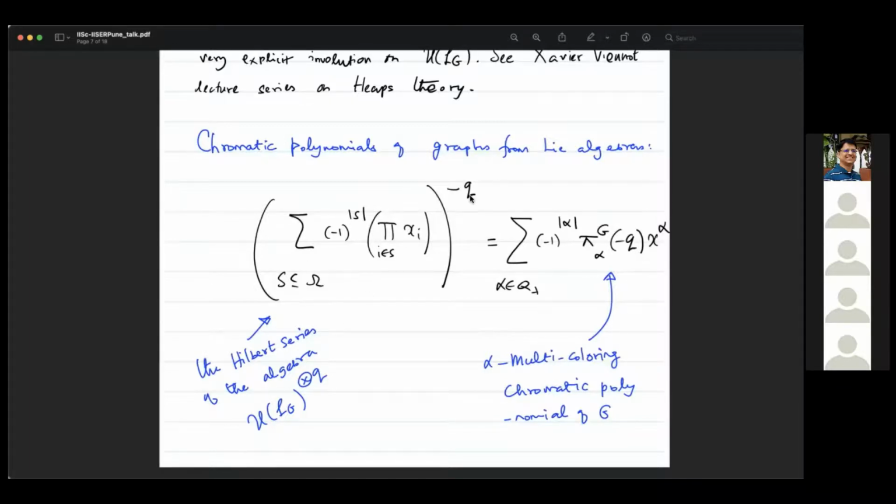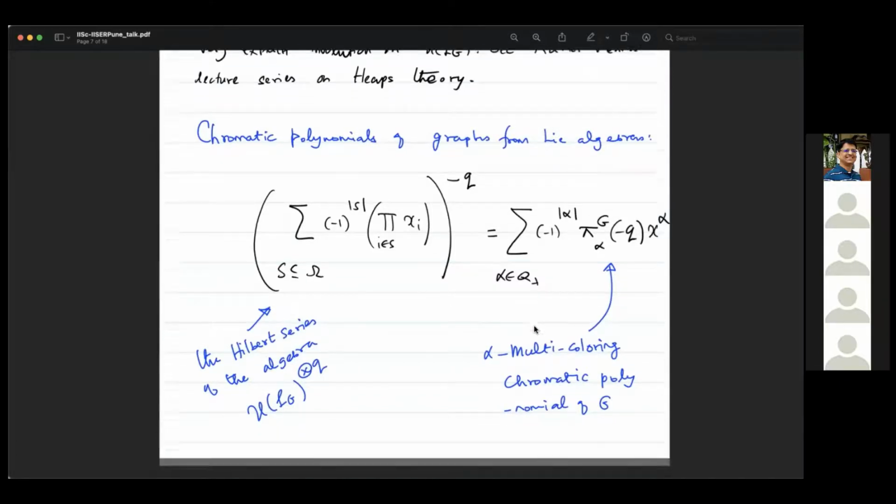And because the sum side involves this multivariate independence polynomial, if you just work it out, what you get as the coefficient of x to the power alpha is nothing but the alpha-multicoloring chromatic polynomial of G. So what is it? It is defined on the next slide.